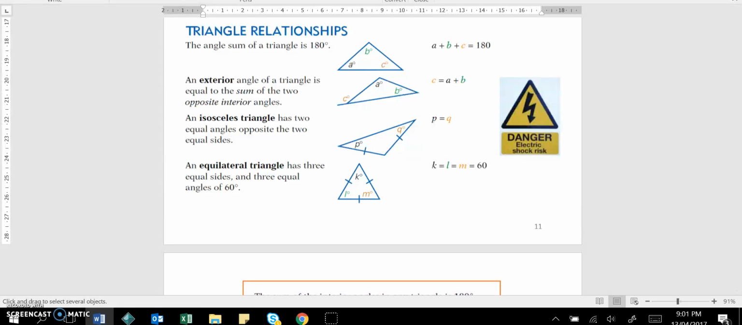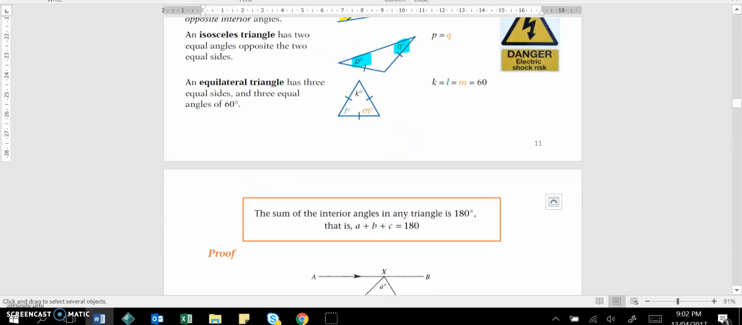So the exterior angle of a triangle rule. In a nutshell, that one says that if you have an angle here on the outside, that equals the two angles on the inside added together, and that's this rule here. We know the angle sum of a triangle is 180 degrees. We know in an isosceles triangle, the two angles opposite the equal sides are the same, so P equals Q. And we know in an equilateral triangle, the angles are all equal to 60.